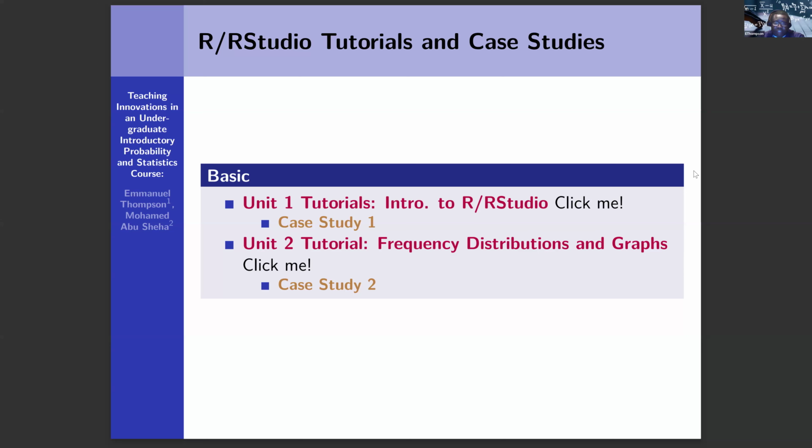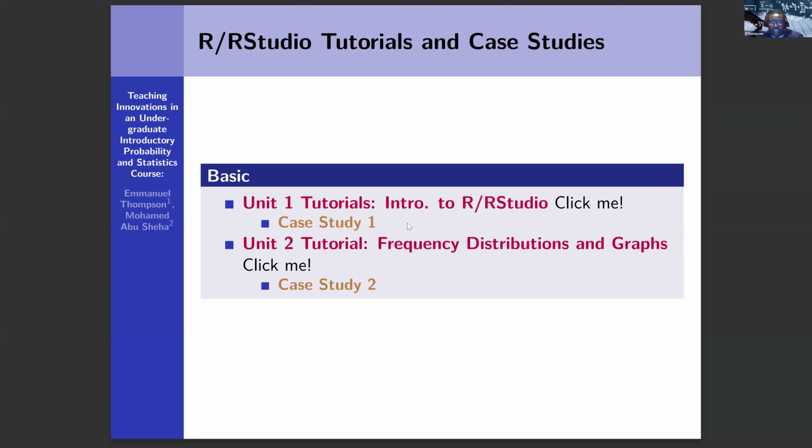So by way of basic, we have 2 units of tutorial. The first one has to do with introduction to R and RStudio. In that, we introduce students to the basics of RStudio, how to install both R and RStudio, and then also how to navigate the landscape of R and RStudio, and then some basics of something we call R packages, which form the powerhouse of the usage of R, okay?